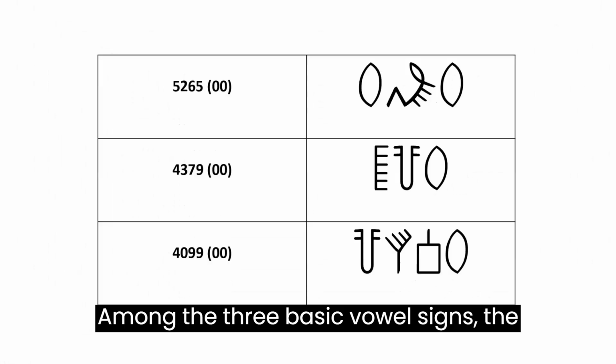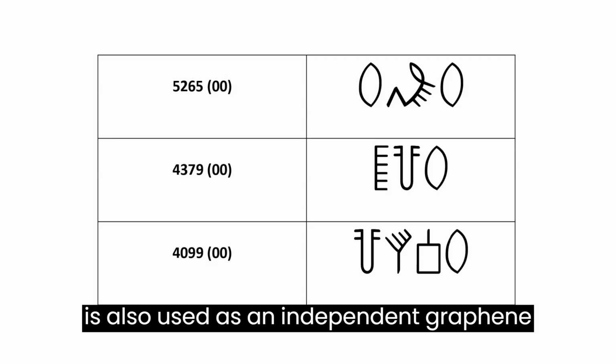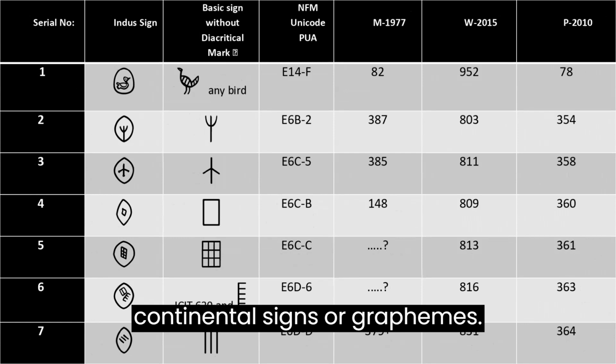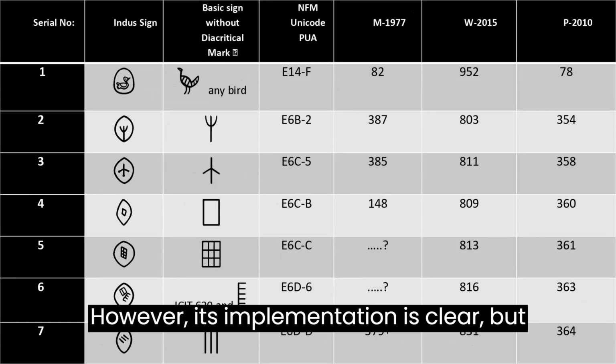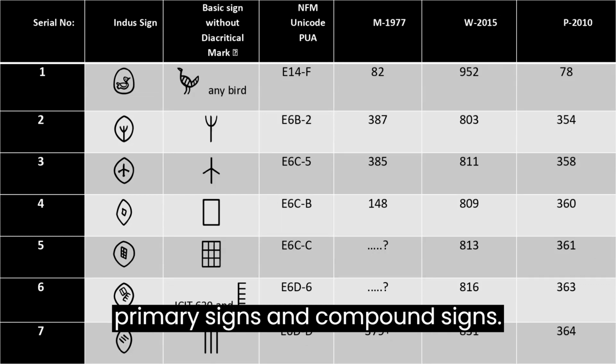Among the three basic vowel signs, the third one, P 341, M 373, W 790, is also used as an independent grapheme with a separate phonetic value. At the same time, it modifies the other consonantal signs or graphemes. However, its implementation is clear, but generally, it alters the shape of the primary signs in compound signs.